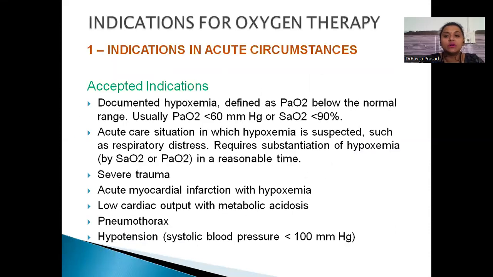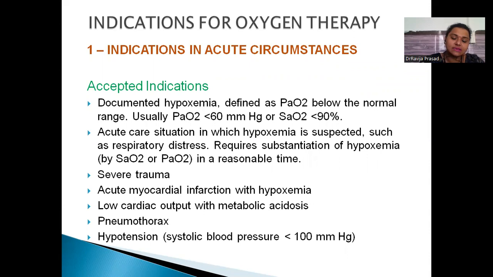Now, what are the indications of oxygen therapy? First indication is in acute circumstances. Accepted indications: documented hypoxemia, defined as PaO2 below the normal range. Usually, PaO2 is more than 60 mmHg or SaO2 more than 90%. Acute care situations in which hypoxemia is suspected, such as respiratory distress, require substantiation of hypoxemia by SaO2 or PaO2 in a reasonable time.